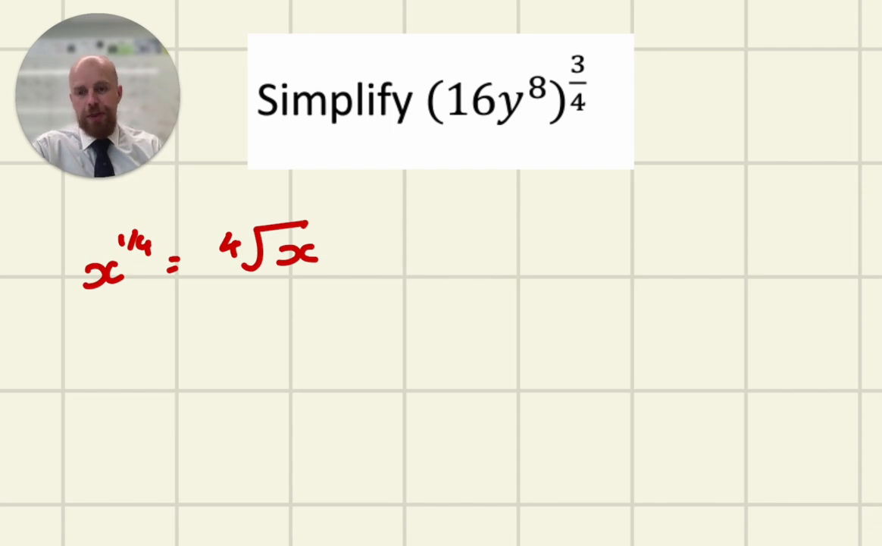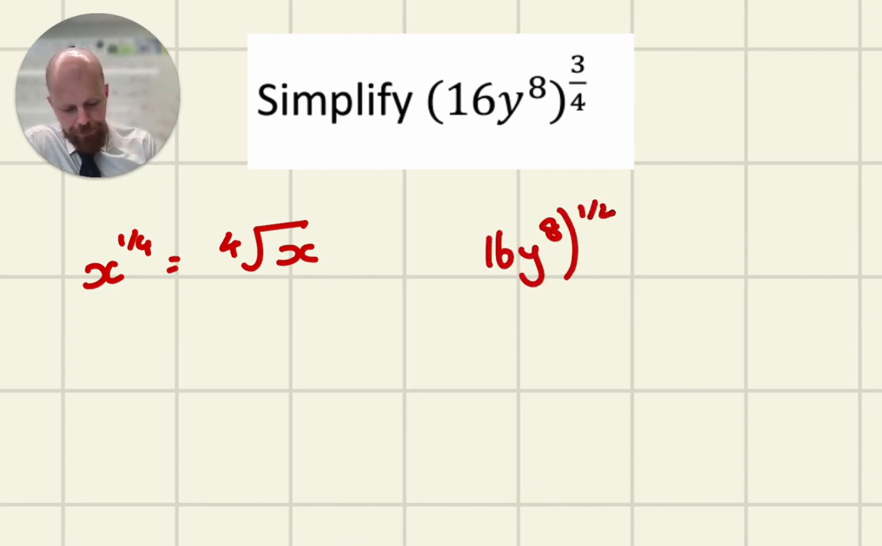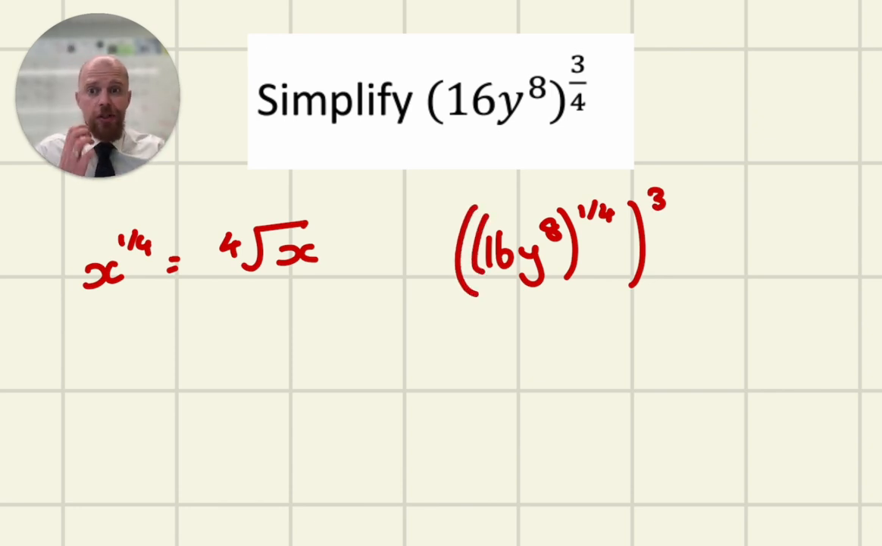So what we're going to do is split the 3/4 into 3 times 1/4, and we're going to do the 1/4 first, and then we'll raise it to the power of 3. Remember that when we've got the brackets, we're just multiplying the powers together. So 3 times 1/4 gives you the 3/4. Now we can look at the number and the letter separately, the 16 and y to the power of 8.